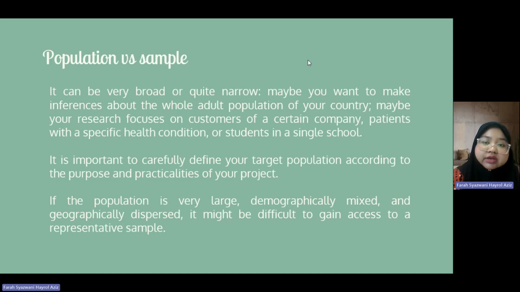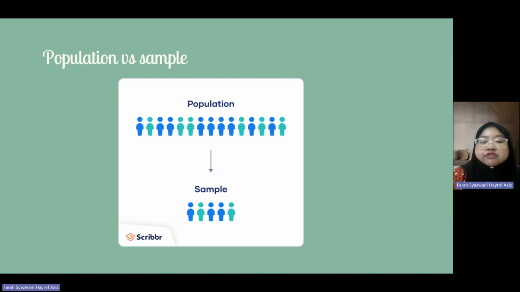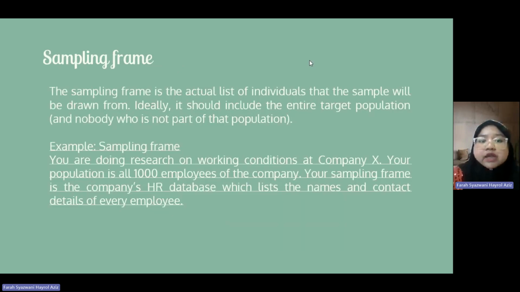If the population is very large, demographically mixed, and geographically dispersed, it might be difficult to gain access to a representative sample. For example, this is the difference between population and sample. Population is the whole area, and sample is a selection only. The sampling frame is the actual list of individuals that the sample will be drawn from. Ideally, it should include the entire population and nobody who is not part of the population.